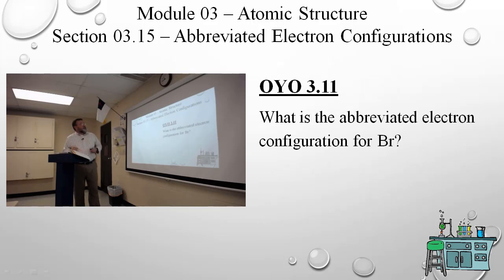On your own, 311, what is the abbreviated electron configuration for bromine? Not bromide, because there'd be one less, right? Or that would be an ion. We haven't really gotten there yet, but don't worry about it. So bromine, the atom bromine, the neutral atom, meaning it's got the same number of protons and electrons.